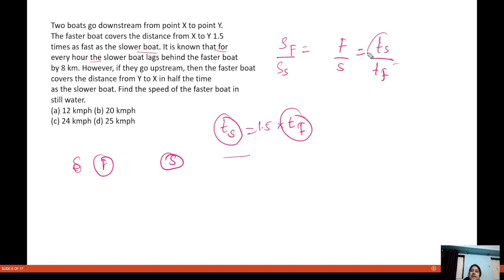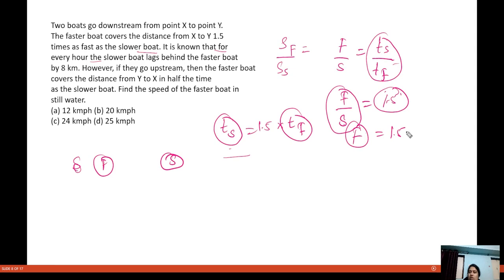Okay, so this is equal to what? Speed of the faster boat and speed of the slower boat is equal to what? Now this is TS by TF. TS by TF is equal to 1.5. So the speed of the faster boat is equal to 1.5 times the speed of the slower boat.